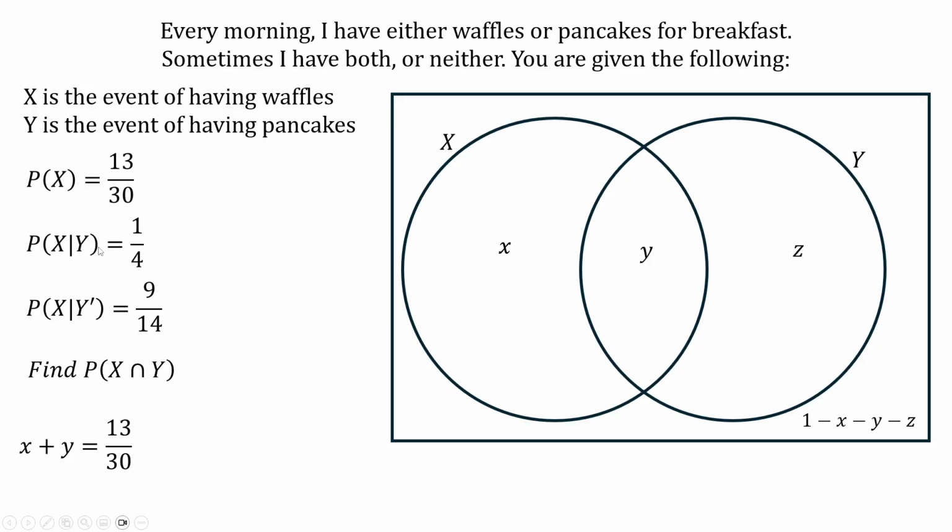And our conditional probability formula told us that's the probability of being in x and y, so that's y, over the probability of being in y, which is this here. So that's y over y plus z. And that equals a quarter, apparently. Hopefully that makes sense. Just think about that for a little bit if you need to.